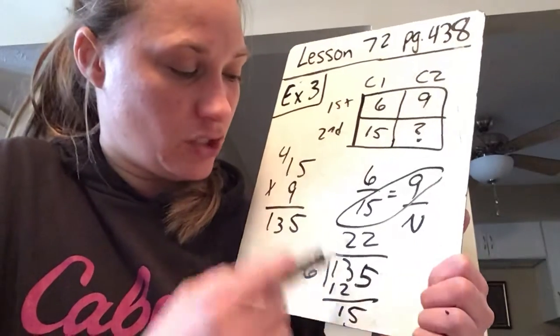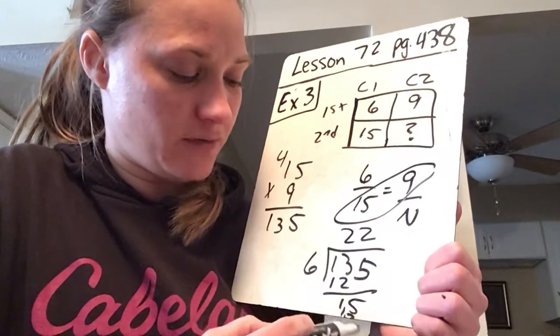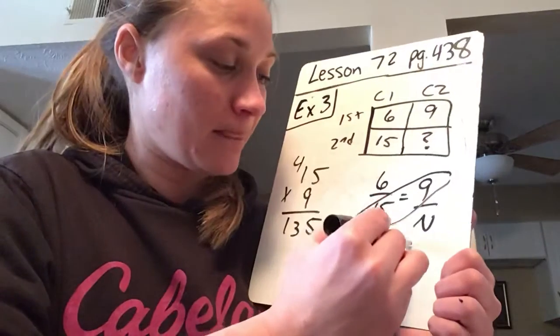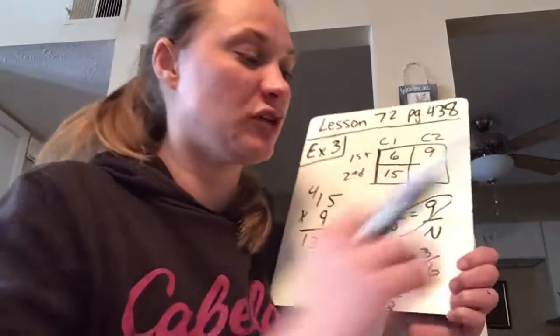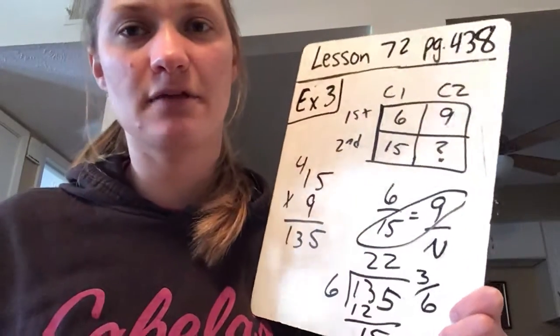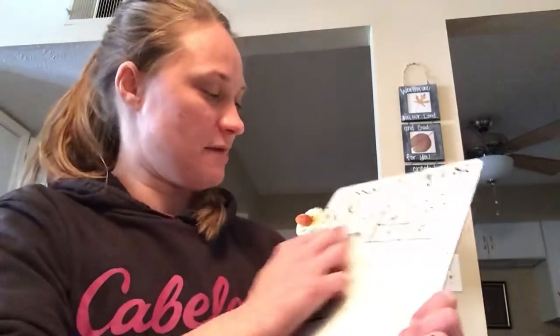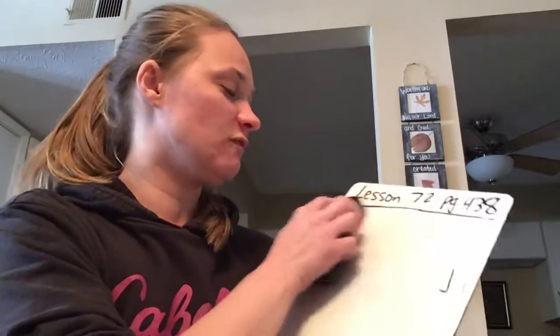6 is going to go into 15 twice because there's going to be 12 here. There's going to be a remainder of 3. 3 over 6, right? Which would be 1/2. So if you look in the book there, 22.5. Okay. That's annoying how they did that, but hopefully that one's not any more confusing for you.